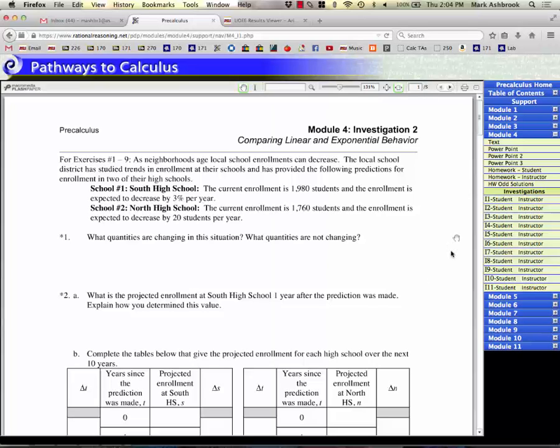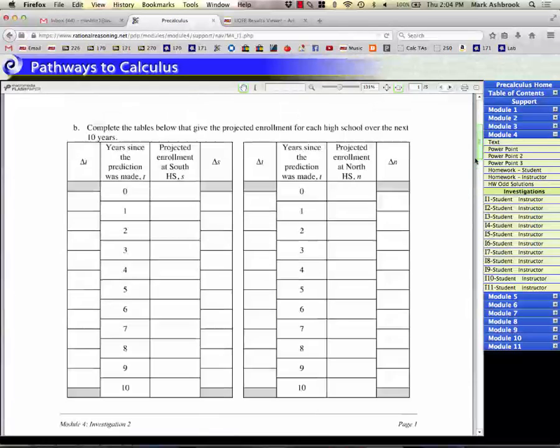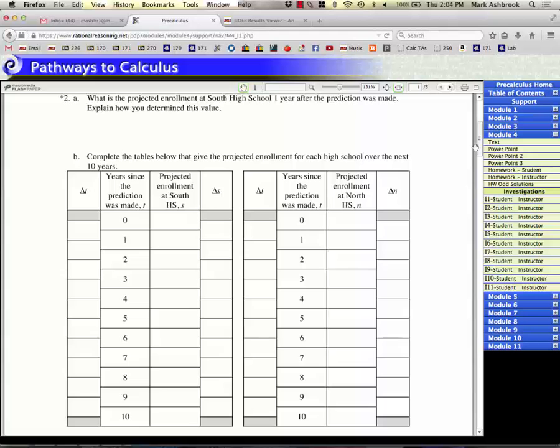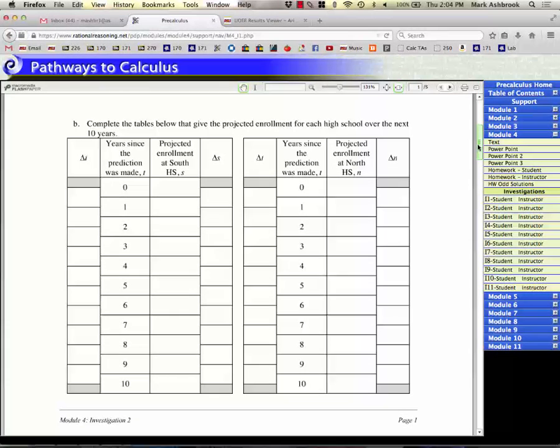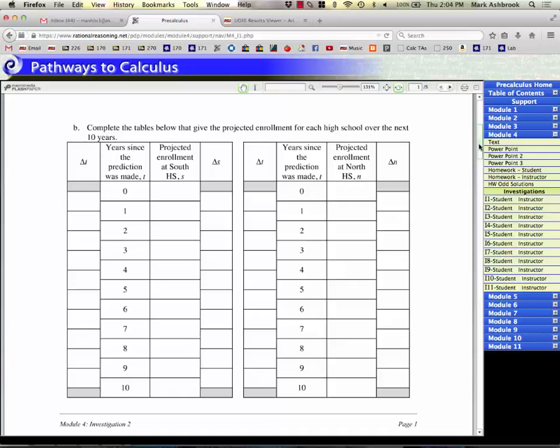So, I just want you to make the table. I want you to work on the table. Just maybe the first 5 rows. You don't have to do the whole table. Did they give you the projected starting enrollments here? I think South, they say, is in 1980. Is that right? Thank you.